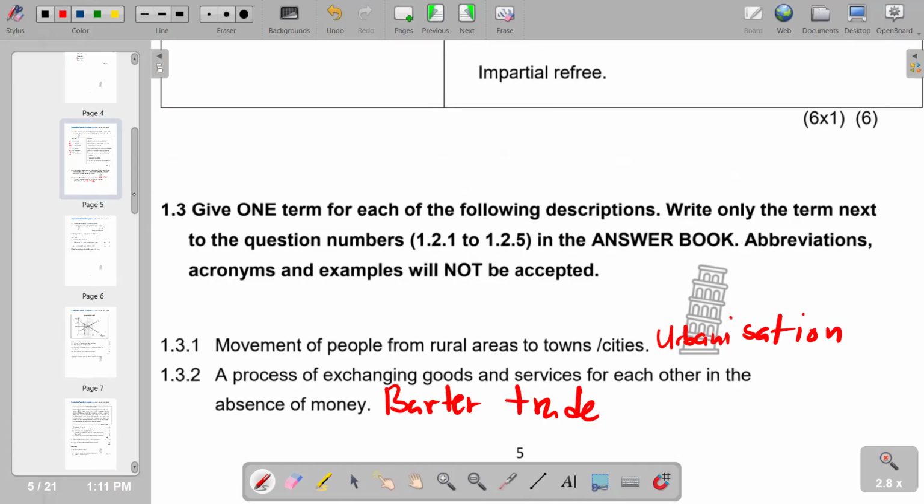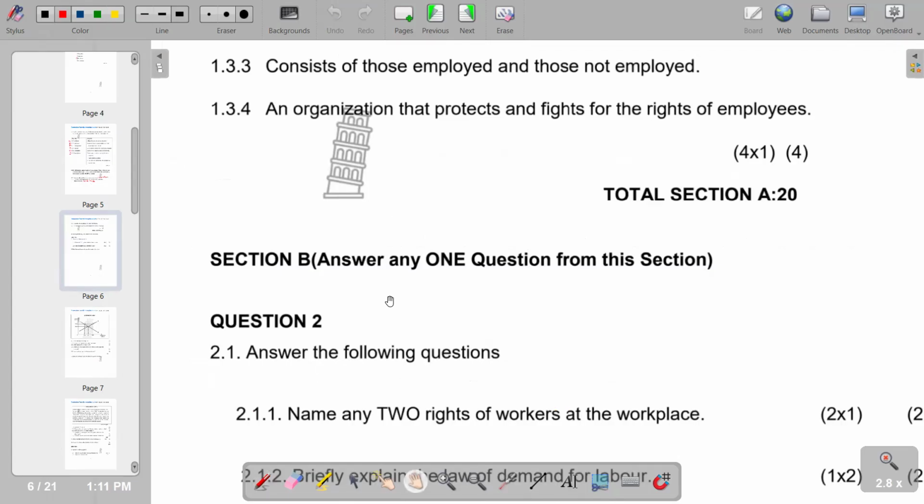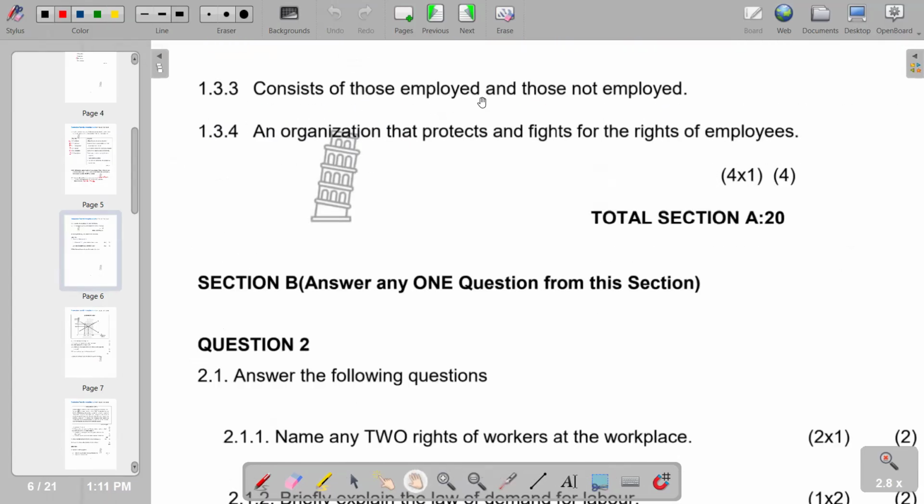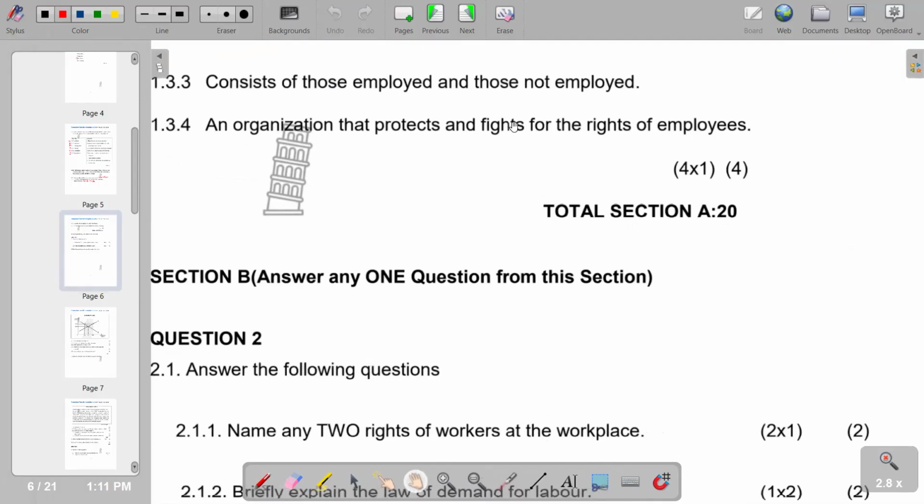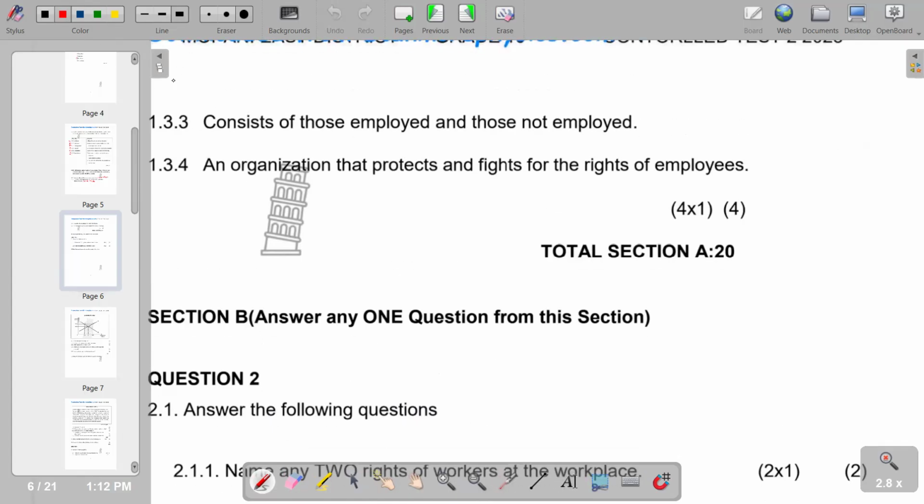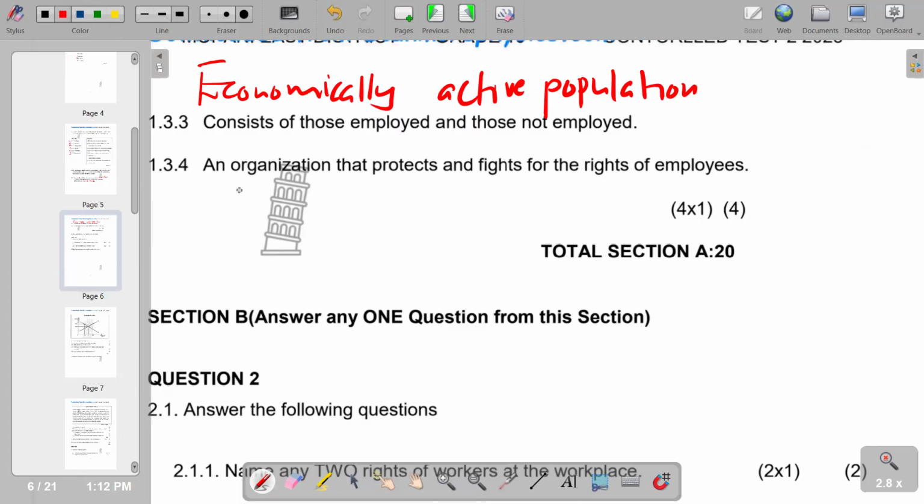Then moving on to the next part, whereby we now have 1.3.3, which consists of those employed and those not employed. So we are looking at the economically active population. Moving on to question 4, an organization that protects and fights for the rights of employees. It is the labor union.